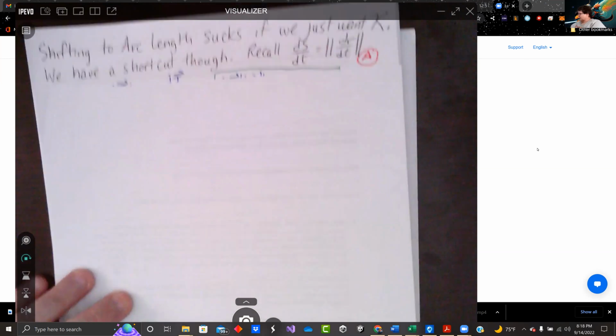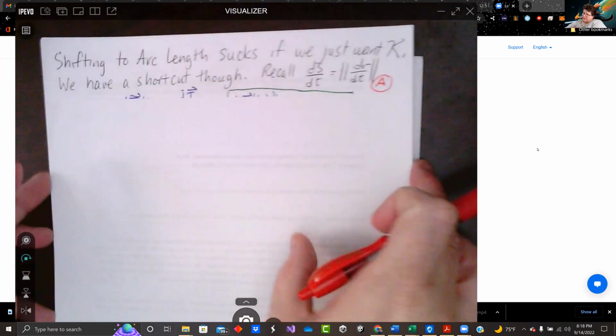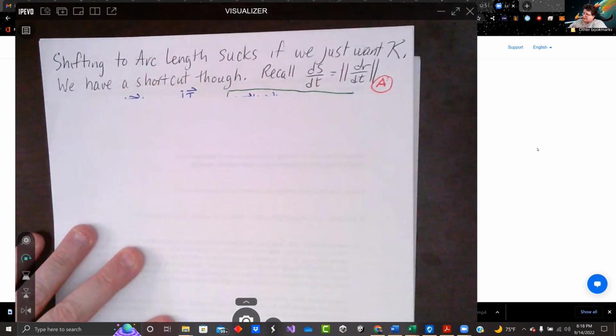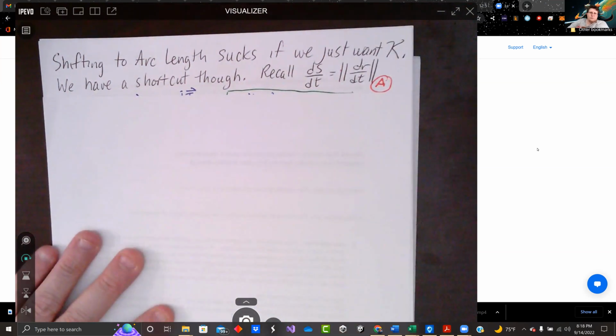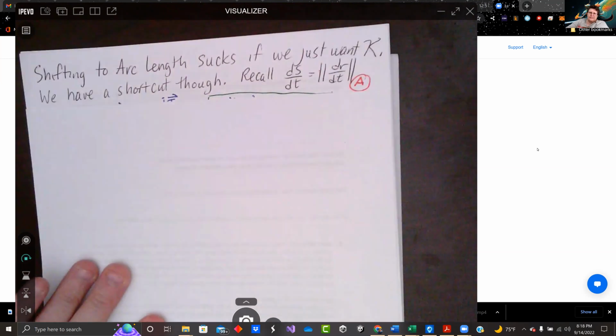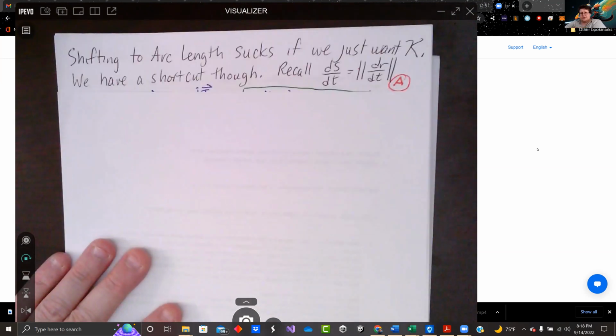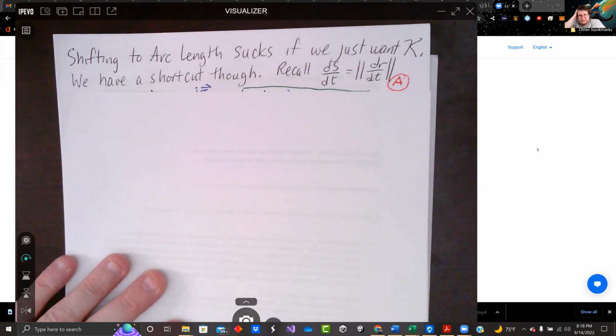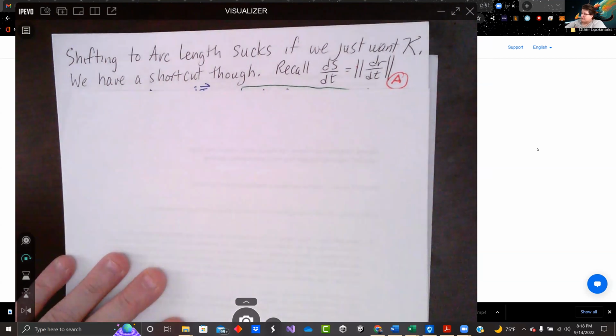Next thing we want to take a look at. I would agree with you if you were thinking, I don't like shifting to arc length, it sucks. I agree, it's more work, but sometimes it makes our lives easier. But if we just want to find the curvature, we have a shortcut. And it's dependent on ds/dt equaling the magnitude of dr/dt, and that needs to be a vector.